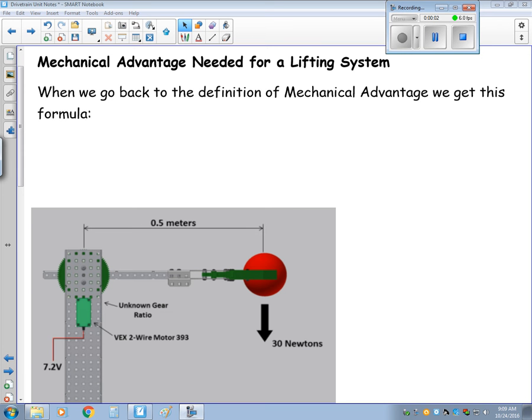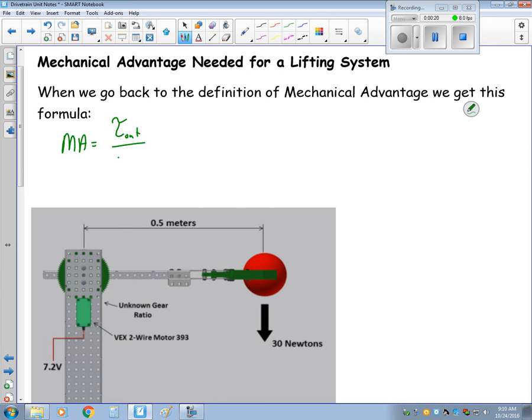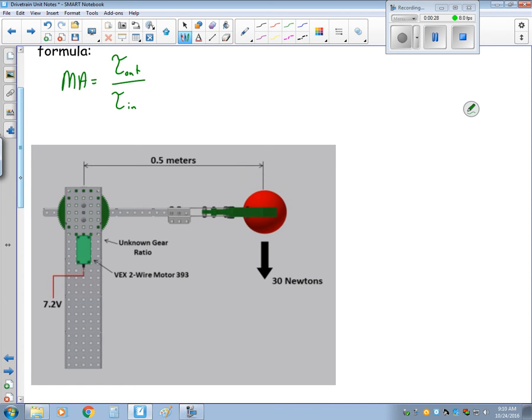This is video 2 for the drivetrain unit. So for this one, we're going to start talking about mechanical advantage for a lifting system. So when we go back to how to calculate mechanical advantage, we know that's the output torque divided by the input torque. So let's take a look at this example right here.